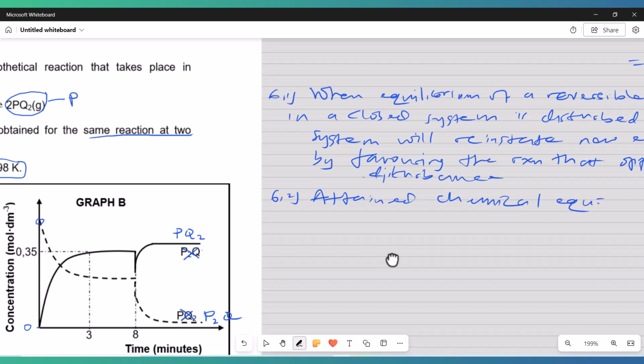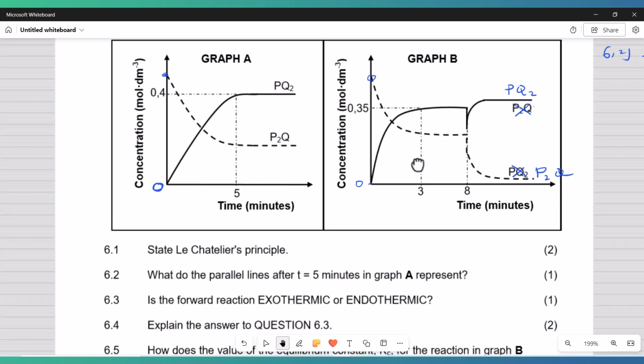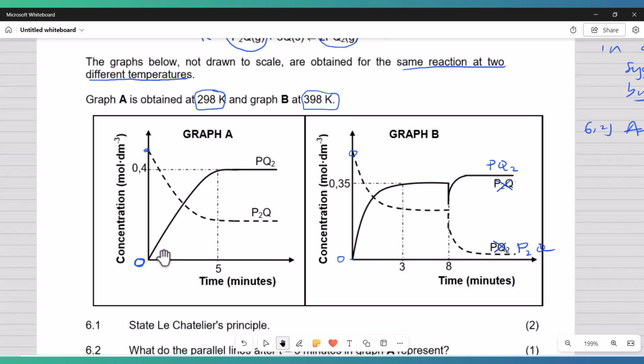Okay, next question here. Is the forward reaction exothermic or endothermic? Now look here what happens. At first, at equilibrium, our product was 0.4 moles per decimeter cubed. Look at graph B when they increase the temperature from 298 to 398. What is it now? We have 0.35. You can see the 0.35 is lower than 0.4.